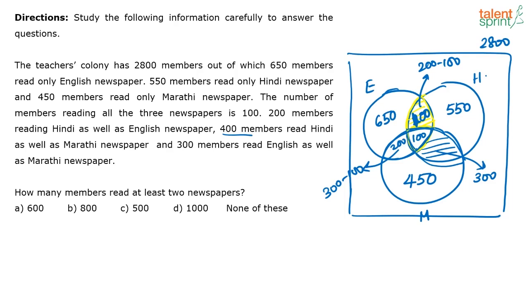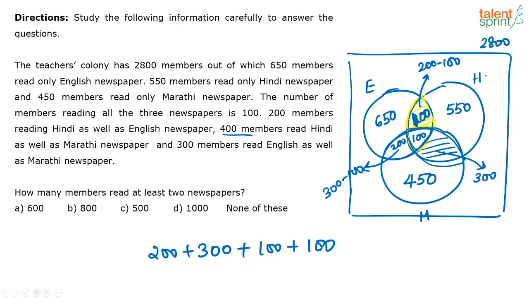The first question is, how many members read at least 2 newspapers? At least 2 newspapers means either they have to read 2 newspapers or they have to read 3 newspapers. So what is the total that you have which will cover all this? It is nothing but 200 plus 300 plus 100 plus 100, correct?